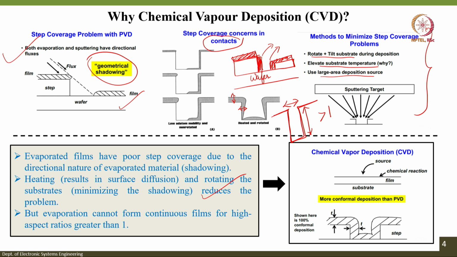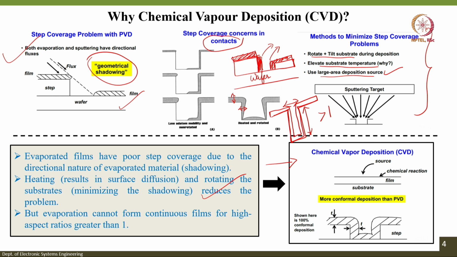So, in a structure with a high aspect ratio, even if you rotate or tilt your substrate, or increase the temperature so that the atoms have sufficient energy to diffuse and align among themselves, or use a large deposition source, still the coverage of the film deposited in the structure will not be the same. That is the main drawback of physical vapor deposition, and in such a situation we prefer the technique I have already mentioned, chemical vapor deposition.